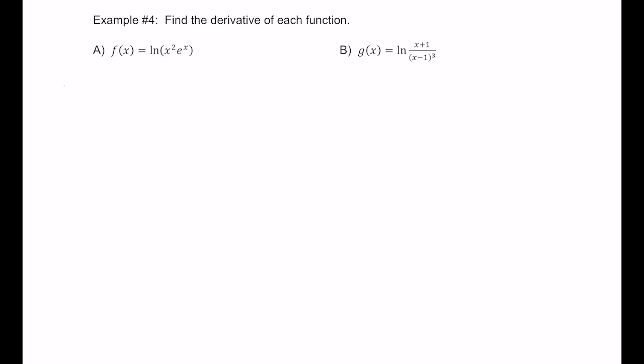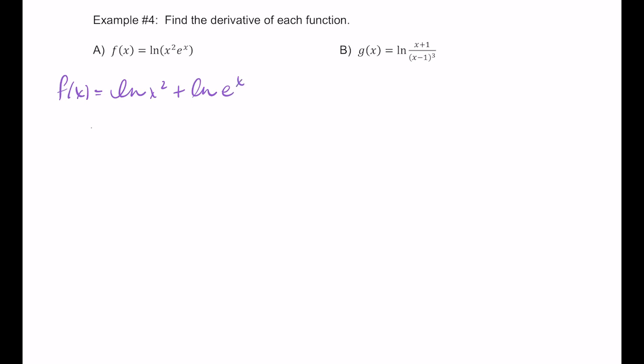Okay, first one we have is f of x equals the natural log of x squared times e to the x. So we can use the log rules to rewrite. Otherwise, you would need to use the chain rule and the product rule. So let's do that first. So again, this is good review of your log rules. I have the log of a product, which we can rewrite as a sum. So I can rewrite that as the log of x squared plus the natural log of e to the x.